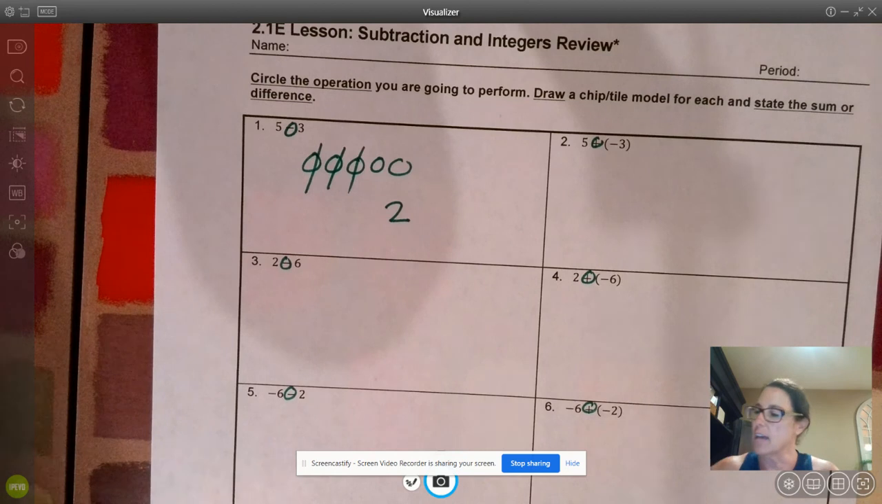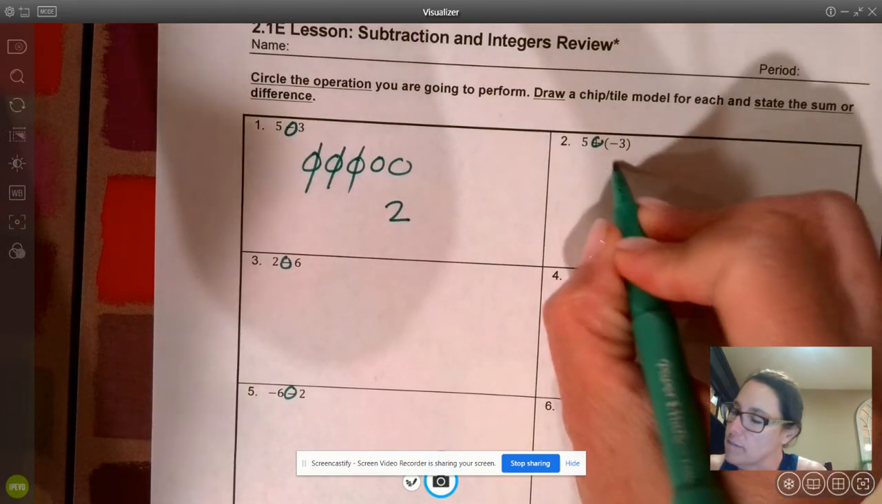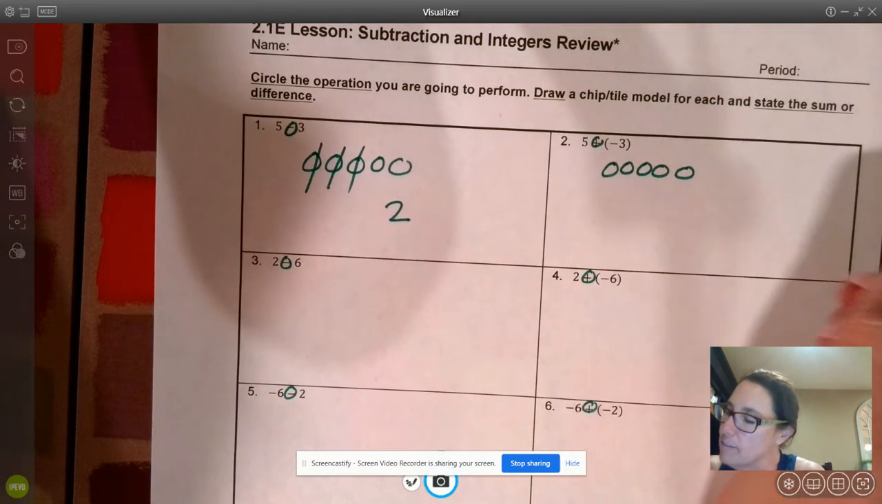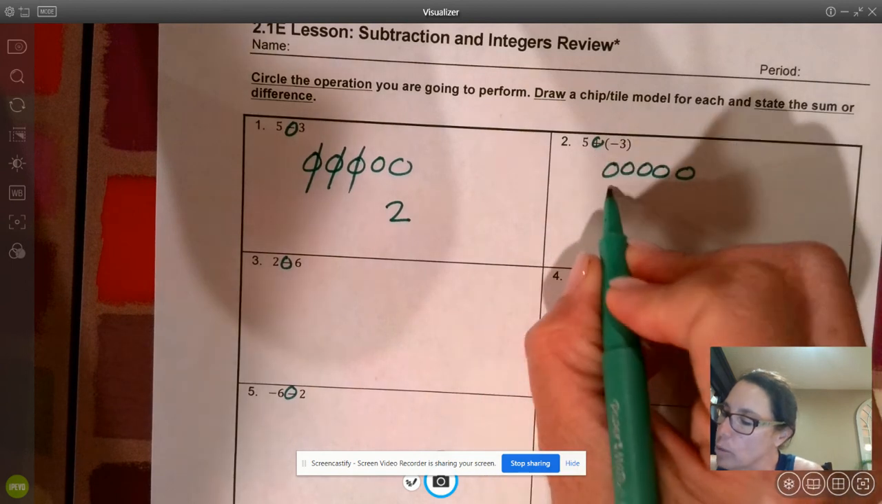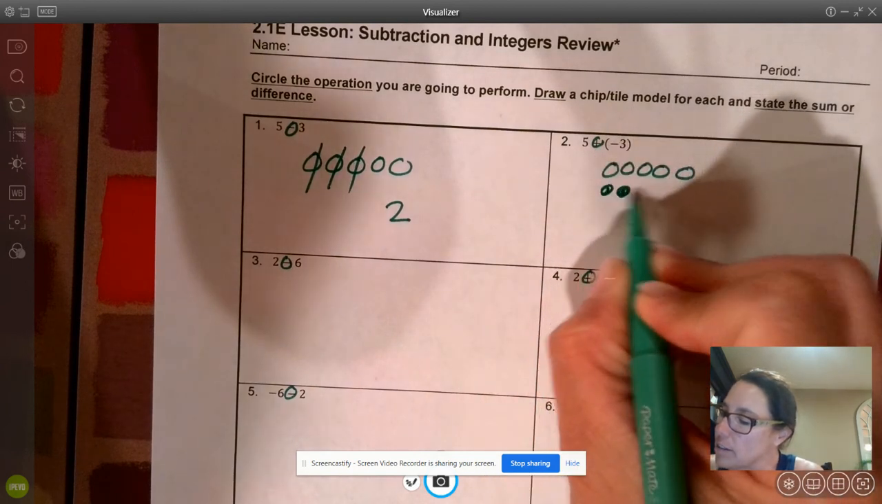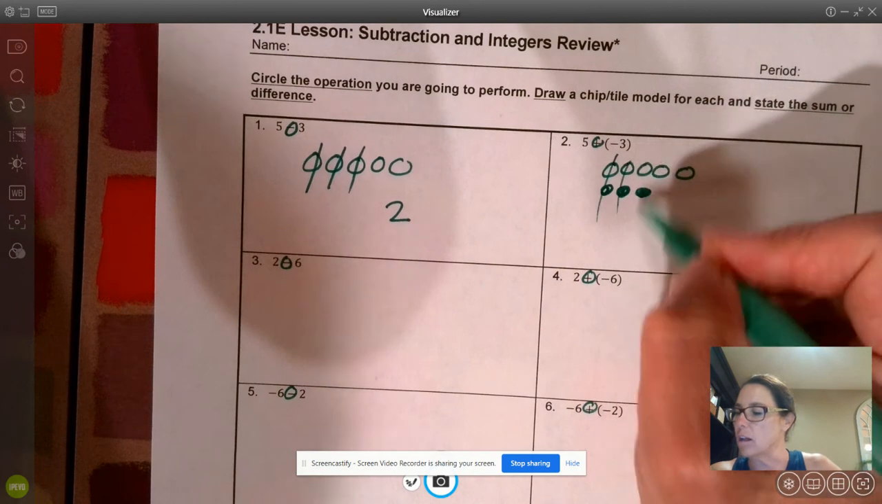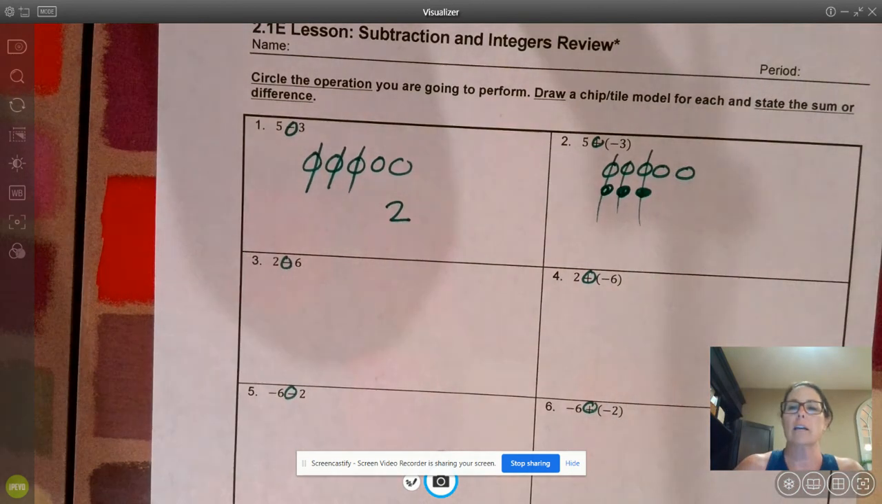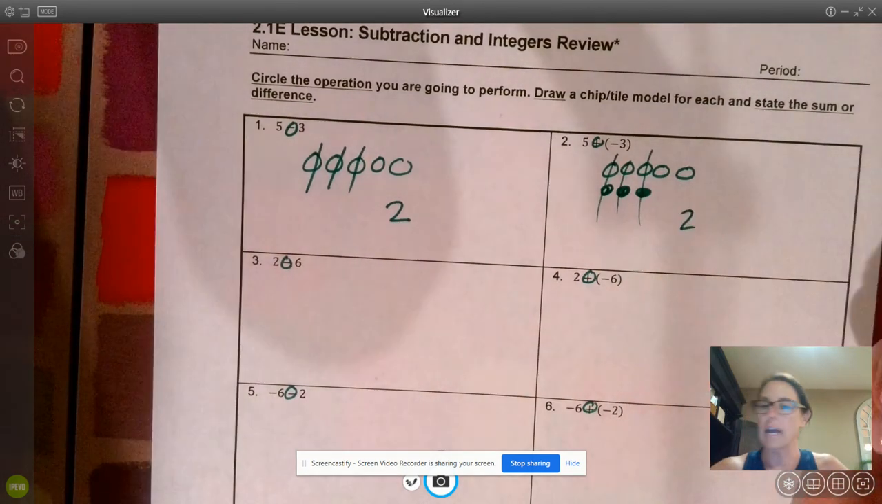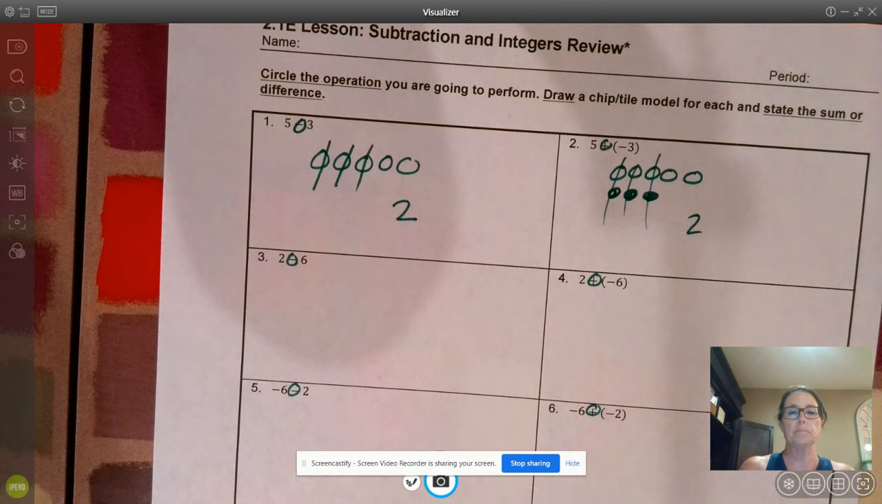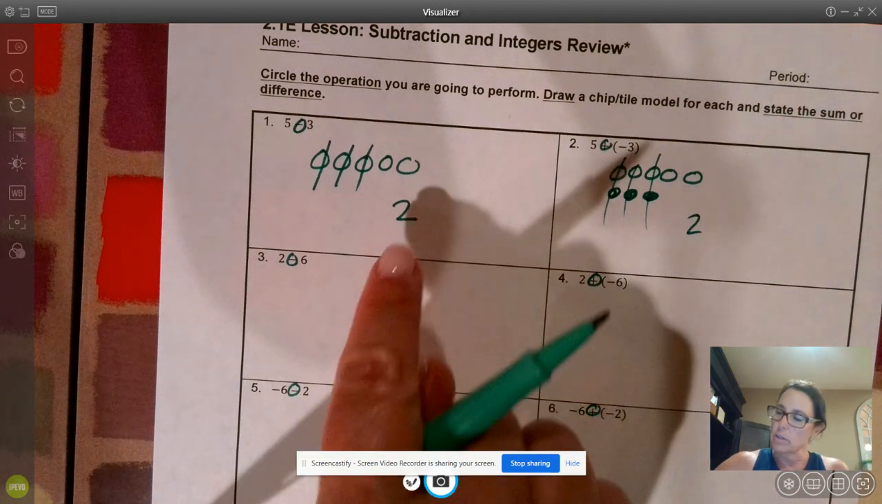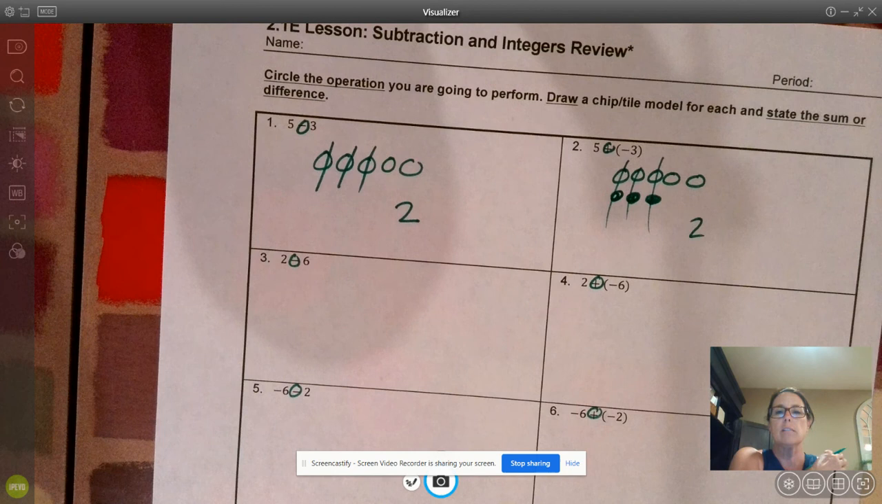All right, this guy, I've got 5 positive tiles, 3, 4, 5, and I'm adding in 3 negative tiles. Well, when we add in, we need to take out the 0 pairs once that's all completed. So I've got 2 as a final answer. I'm kind of noticing, oh, same answer here.